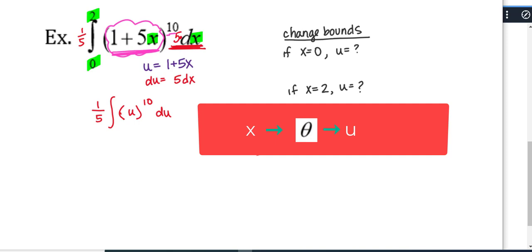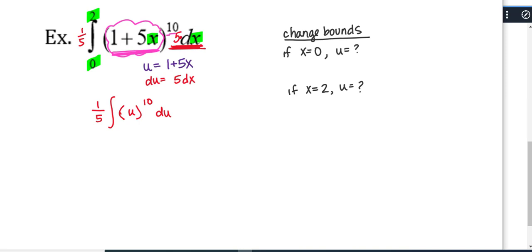So I will have changed the variable from x to theta to u. It's really helpful if you change the bounds along the way, because then you have the numerical value for the bounds and you don't have to go all the way back to your x's in the end. This is actually a very simple process here, because you have the relationship between u and x. If x is 0, you're putting x equals 0 into u equals 1 plus 5x. Again, x is 0, so u is 1. So my lower bound turns into a 1 in terms of u's.